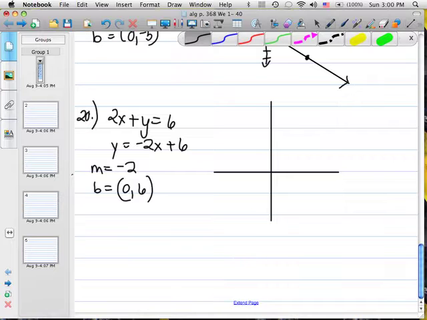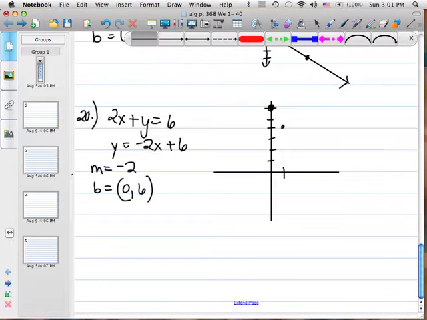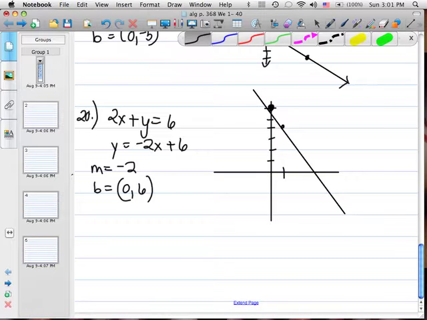So we plot our point, the y-intercept 0, 6. And the slope is -2, which means down 2, and then right 1. It's -2/1. Connected in a line. And we have our graph.